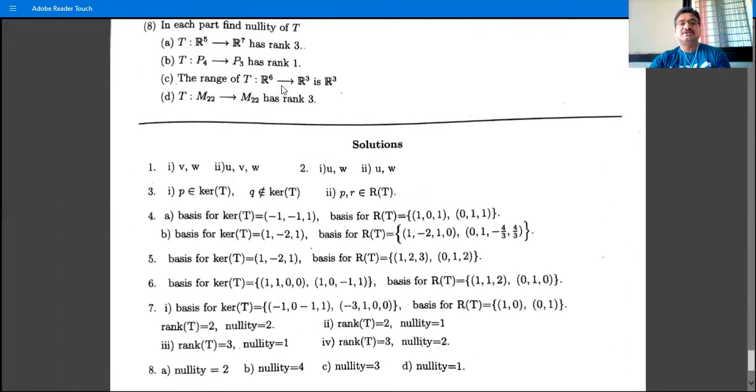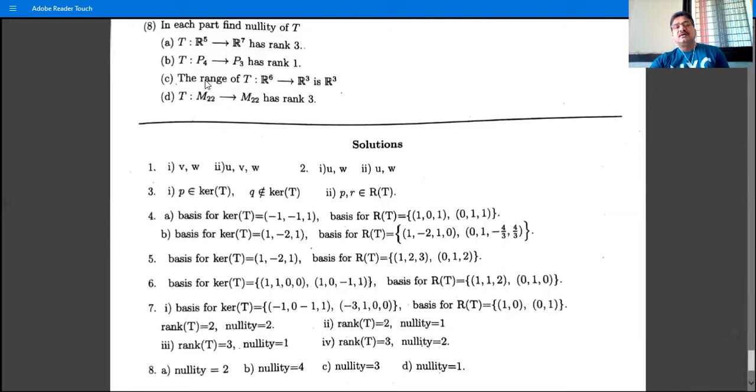Then T from R raised to 6 to R raised to 3 has range R cube. Range of T is R3, and therefore we have the rank of T is 3, and we have to find the nullity of T. The range of T from R raised to 6 to R raised to 3 is R raised to 3 itself, and the dimension of R raised to 3 is 3.